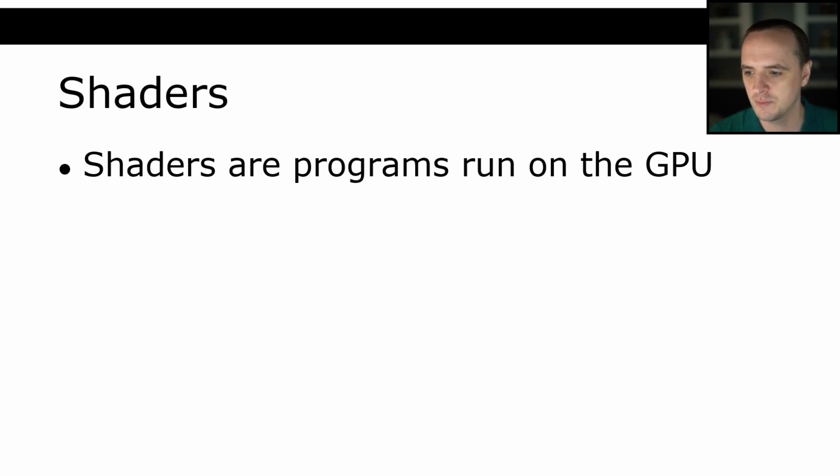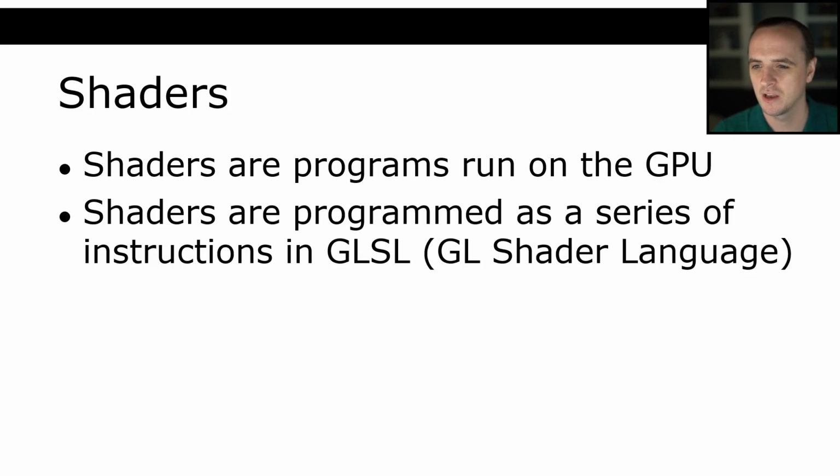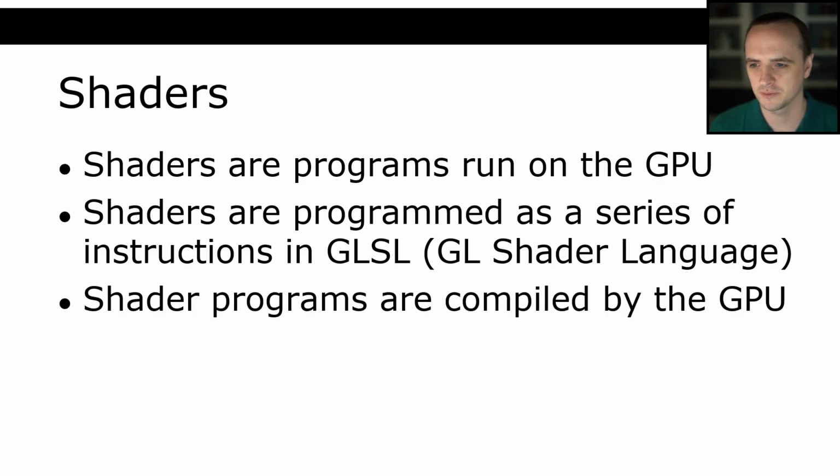Shaders are essentially programs that you're writing that do something graphical, that are run on the GPU, and they run in parallel. So you can write a shader essentially that's running for every pixel of your display. Shaders are programmed as a series of instructions in GLSL, that's GL shader language. GLSL ends up looking a lot like C. So if you're familiar with C or C++, which this course is in C++, you should be able to read and write GLSL no problem. There's a few differences, but it's not that big.